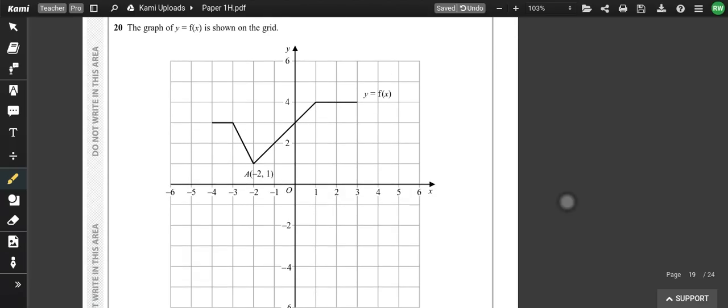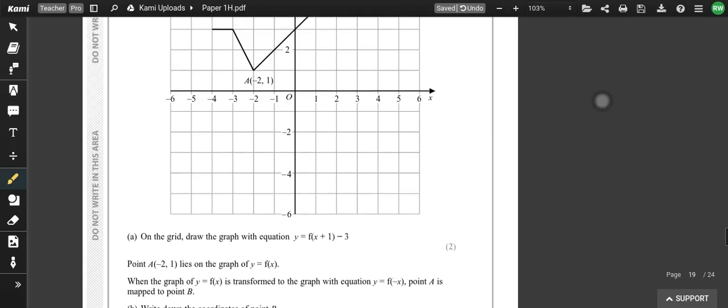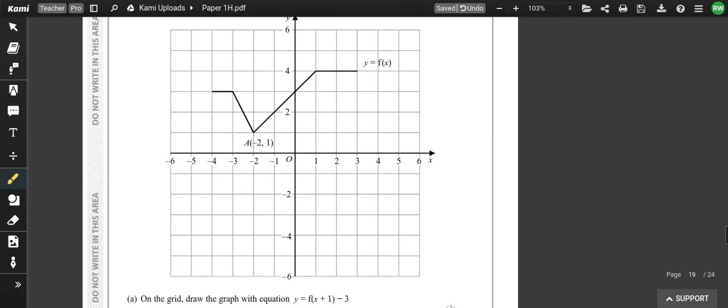We have a function here. On the grid, draw the graph with equation y equals f(x plus 1) minus 3. So if it's inside the brackets, it affects the x, and it's plus 1, so it does the opposite to that, which is minus 1. So all of the x values are going to be shifted minus 1. And the negative 3 outside the brackets affects the y, so everything's going to be shifted down by 3. So I have to take this whole graph, shift it 1 unit to the left and 3 down.